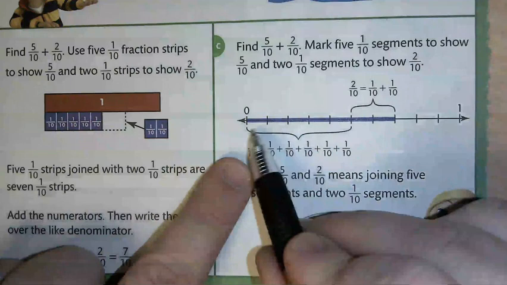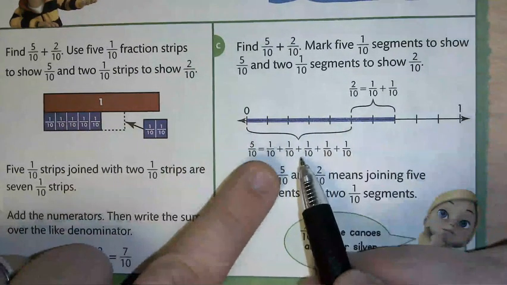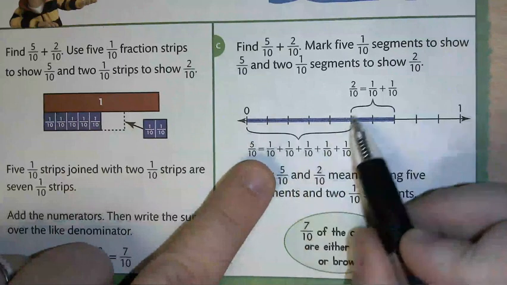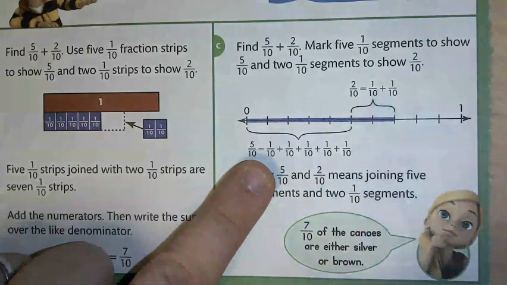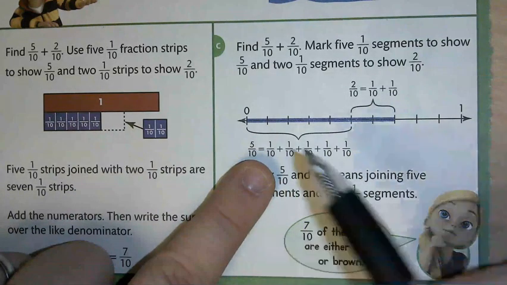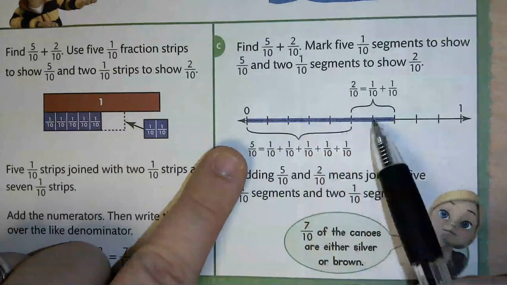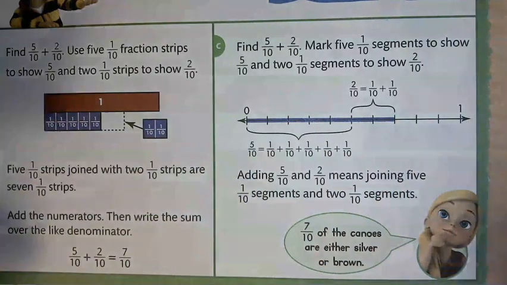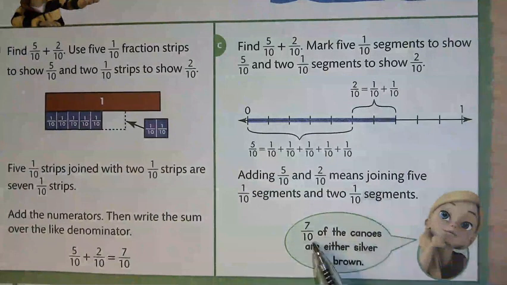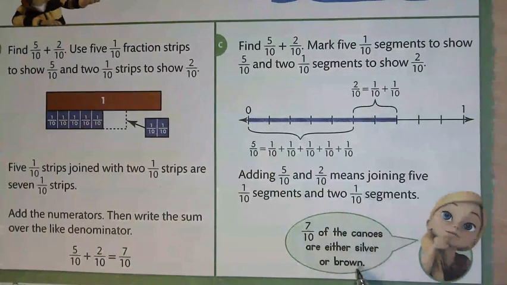So that way we can show, well, we've got 1, 2, 3, 4, 5. This is 5/10 down here. And we're putting on 1, 2, 2 1/10. So 2/10. And then all we're saying after all of that is, well, how many did we shade? We got 1, 2, 3, 4, 5, 6, 7. And how many did we need to get all the way to the end? We needed 10. So that's where we still end up with our 7/10. All right, we wanted to know the silver and brown ones together. They're going to be 7/10 altogether.